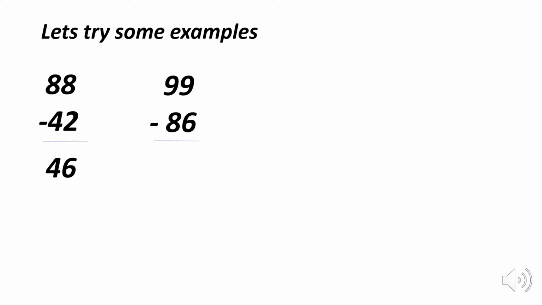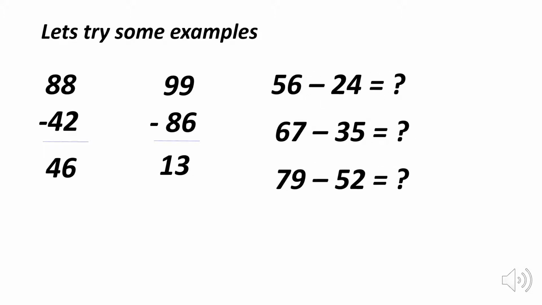Let's consider another example: 99 minus 86. I'm going to try method 3 for this. 99's nearest 10 is 100. And 100 minus 86 is... We'll try 100 minus 80, and that's 20. Minus 6 equals 14. And 99 is 100 minus 1, so 14 minus 1 equals 13. Answer is 13.